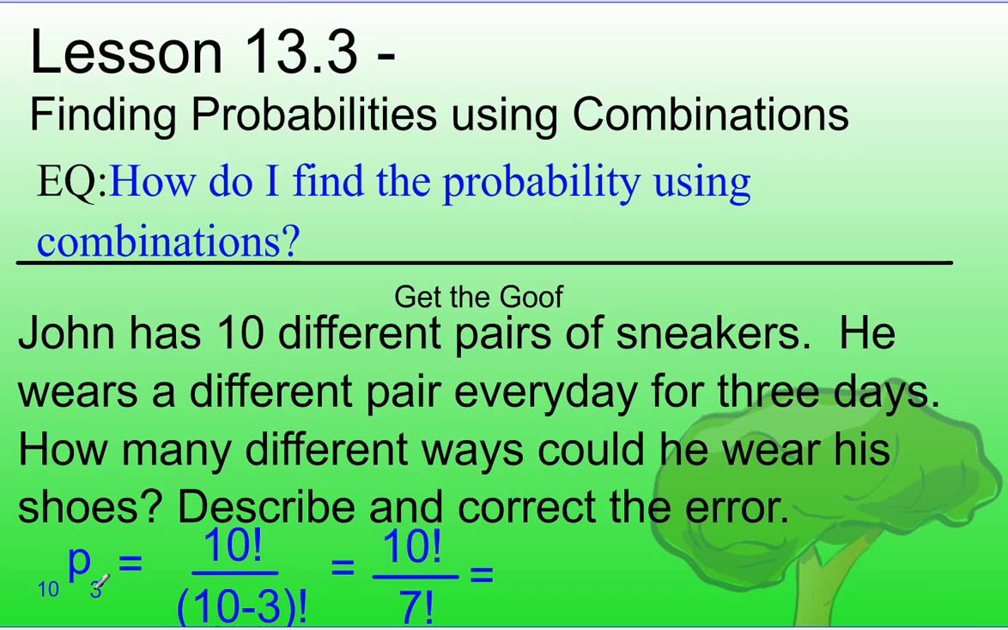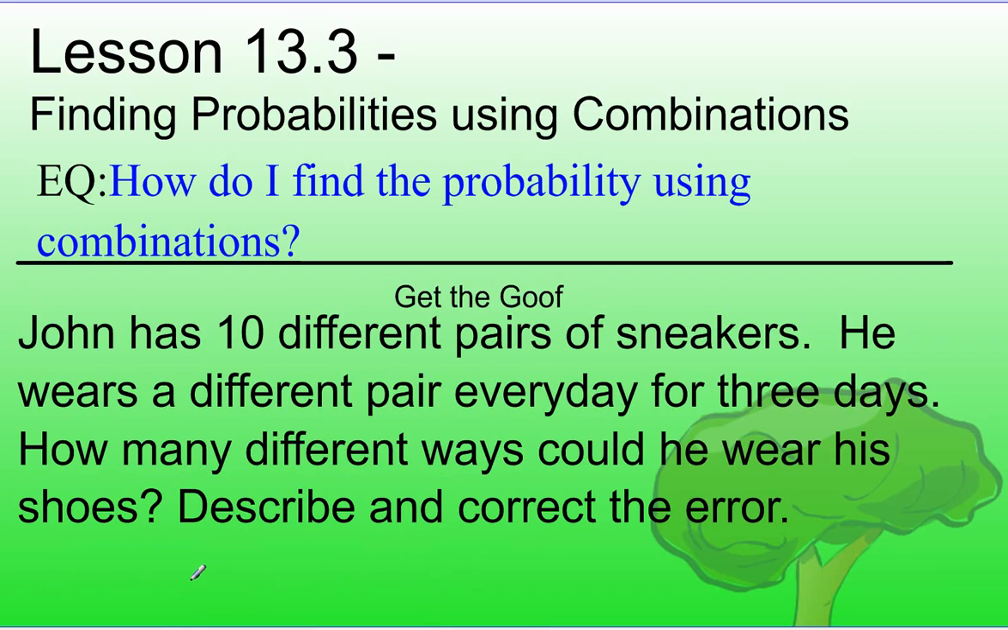I don't agree with that, because it doesn't say you're only picking 3 pairs of shoes. It doesn't say how many shoes he could wear for 3 days. It just says he wears his shoes for 3 days each. So in my mind, the problem would not be this. The problem would be something like 10 pick 10, or 10 permute 10.